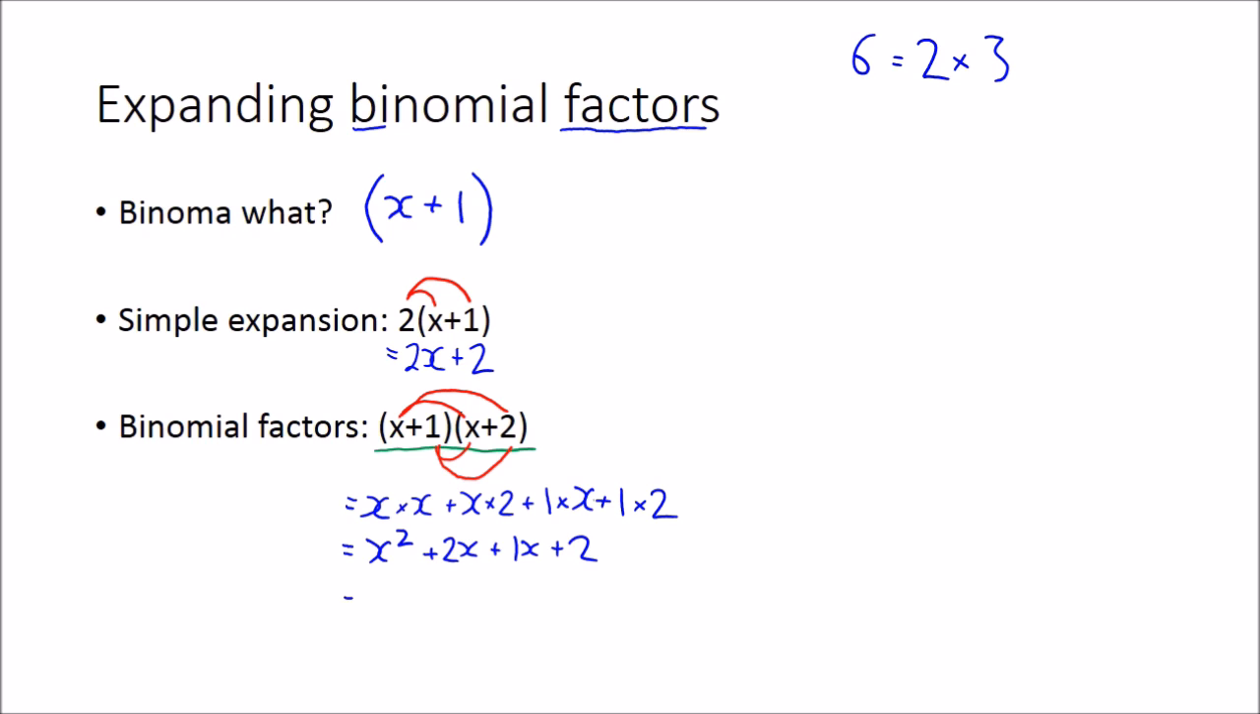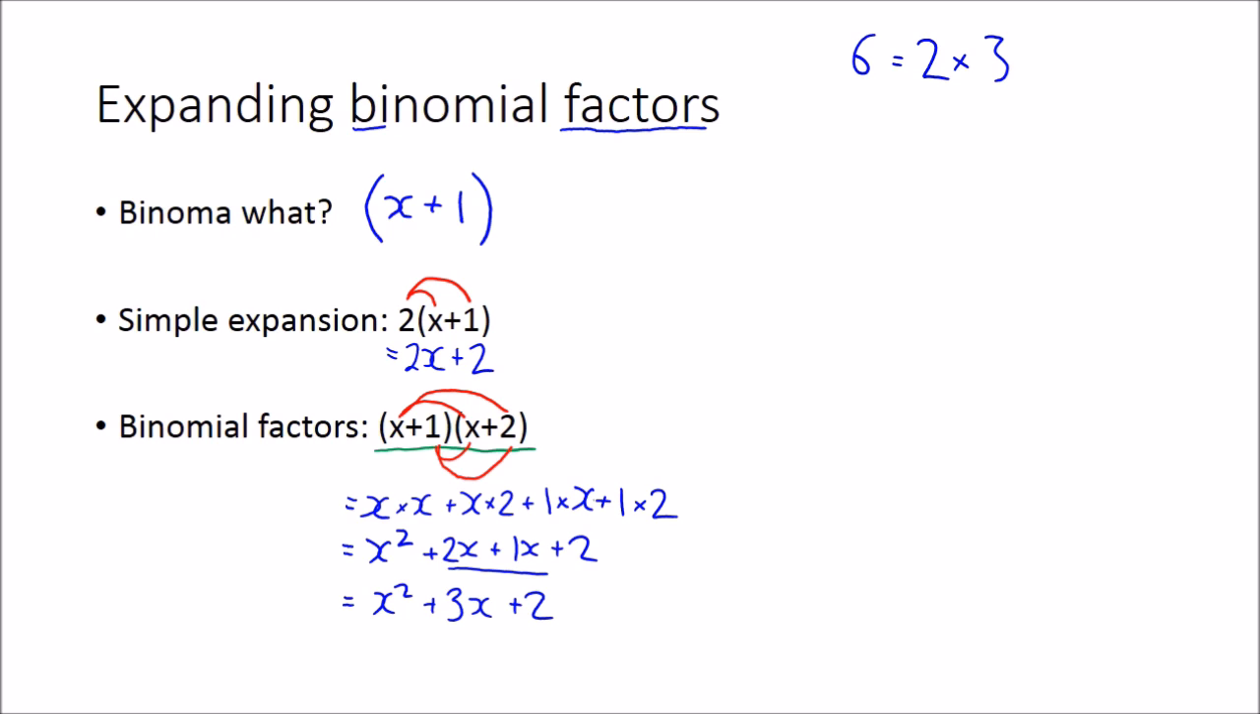And then we can simplify this slightly, so we've got x squared, 2x plus 1x is going to be 3x plus 2. Now remember that these were the only like terms. So x's are like with x's, but they're not like with x squared terms, and they're not like with numbers. So this is as simple as it gets.